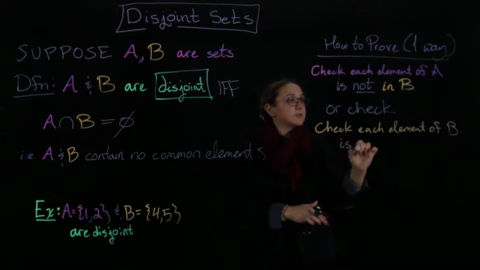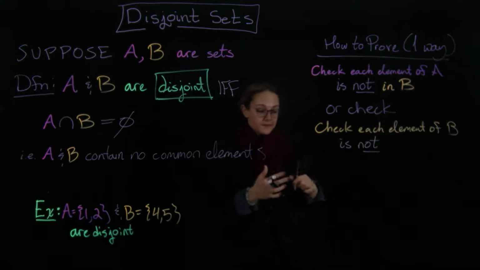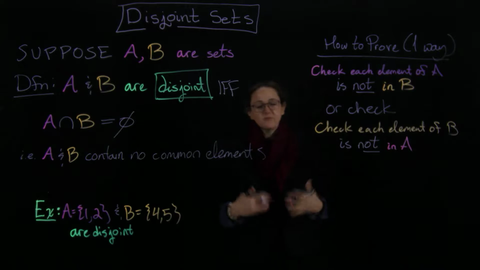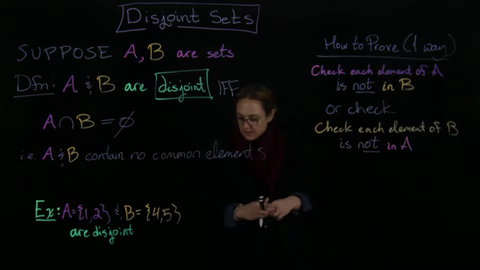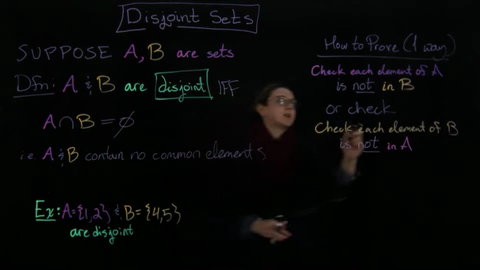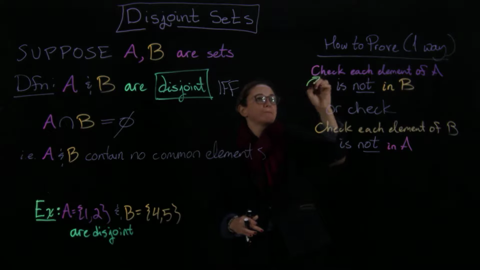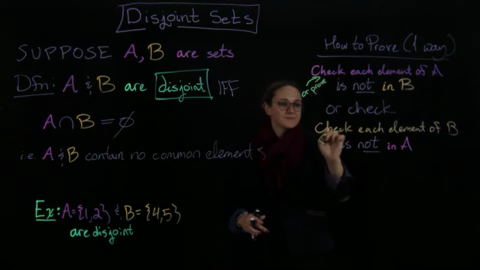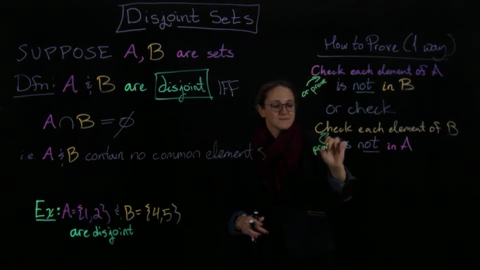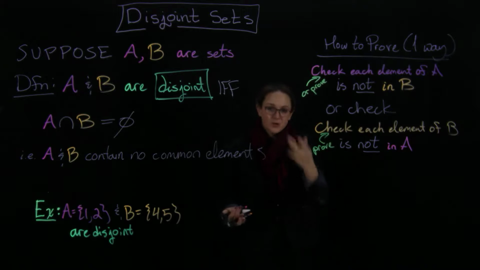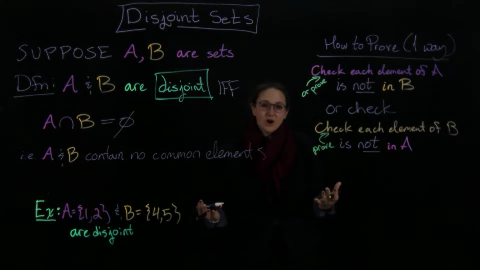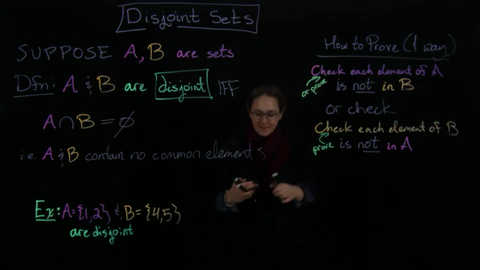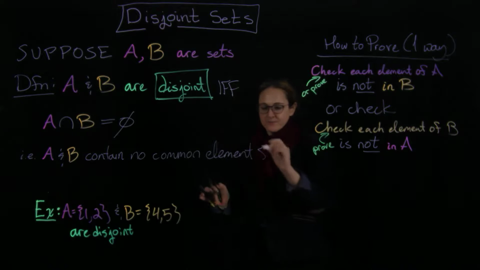Now, check can just mean, if these are big sets, you're not going to be checking them one at a time. You can do this as a proper proof. When I say check, you could think of it as check or prove. So it might be a more general proof. You might have to set it in an arbitrary form and then work with that. That would be how you do that.